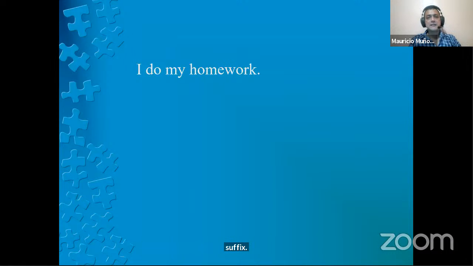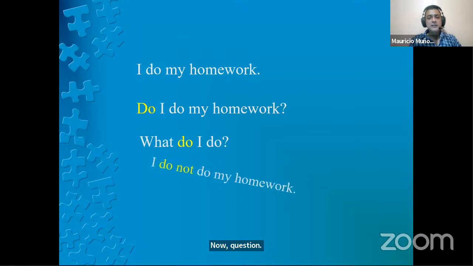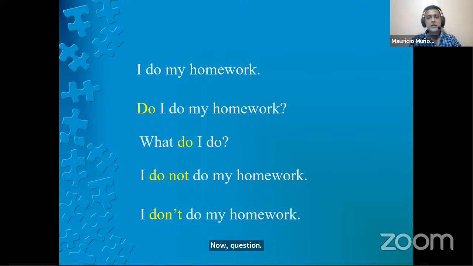Take a look at this sentence. Now, question. You see? Negative and contraction in negative.